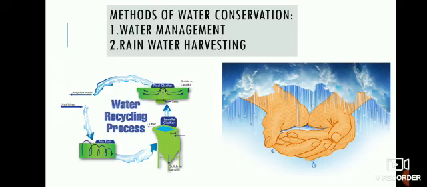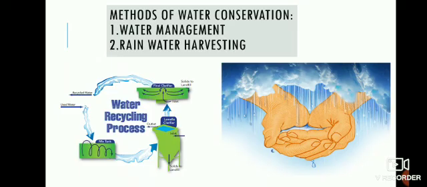It reduces pollution of underground water. Controlling deforestation, adopting drip irrigation and sprinkler irrigation in agriculture. In this way, a lesser amount of water can be used for irrigation. So these are some of the water management techniques.